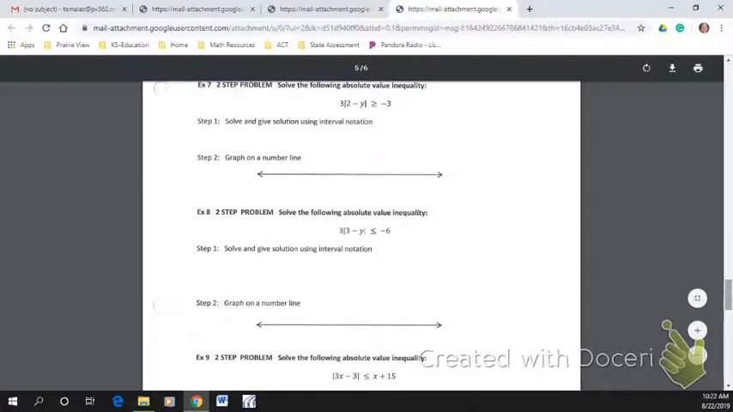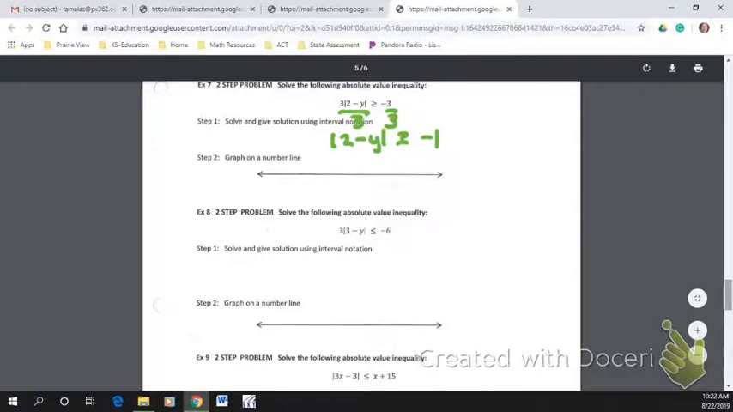All right, example 7. Once again, I'm going to need to divide by what? Divide by 3. If I divide by 3, I'm going to have the absolute value of 2 minus y is greater than or equal to negative 1. So once again, I have an absolute value inequality, so I go to my chart. I'm on the far right-hand column. What happens when you have an absolute value bigger than a negative number?